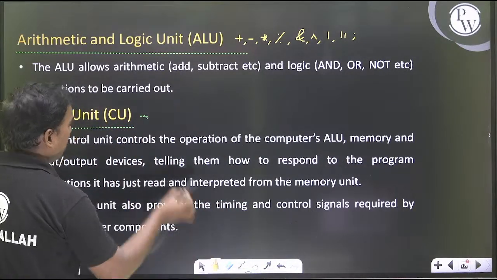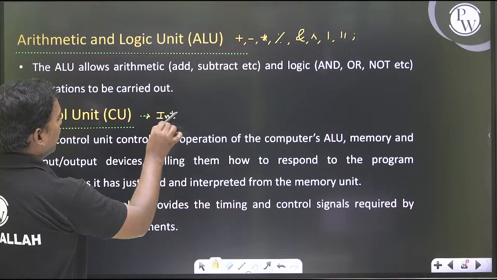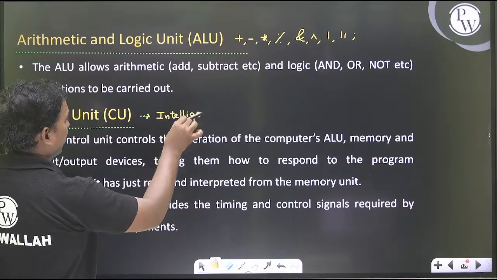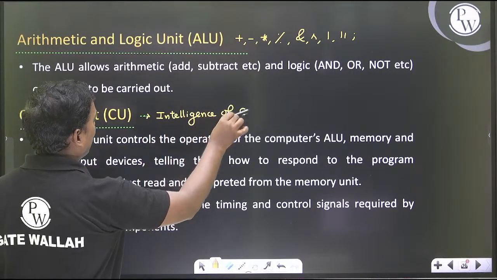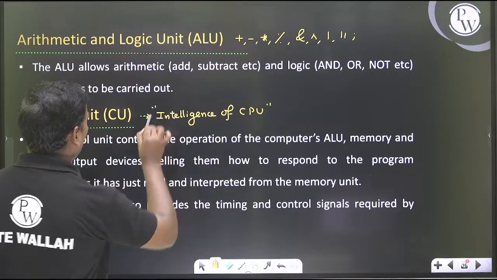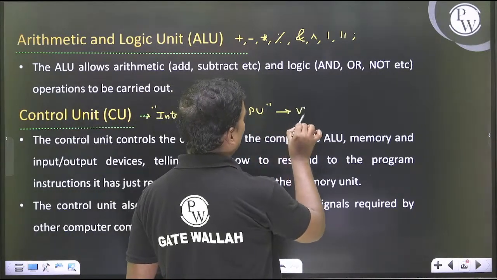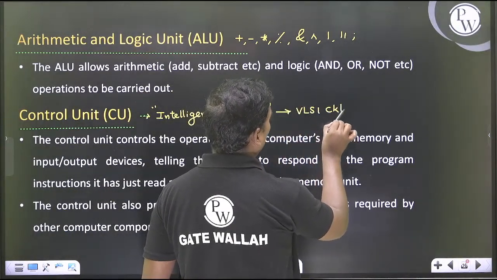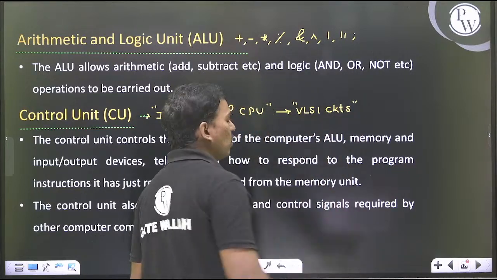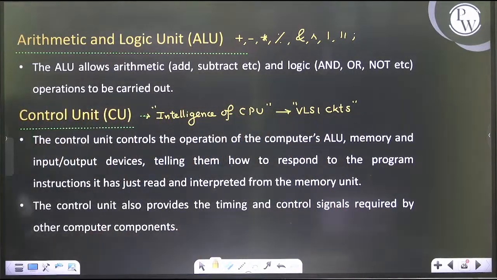This is the intelligence of the CPU, where complete VLSI operations happen. So it is a complete design of VLSI circuits, and these VLSI circuits are going to switch between the operations. The control unit controls the operation of the computer's ALU, memory and IO devices, telling them how to respond to the program instructions it has just read and interpreted.